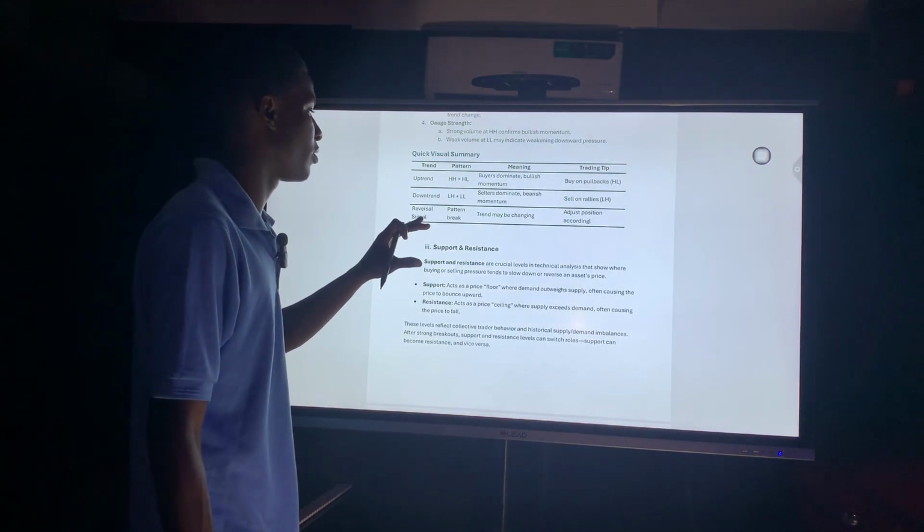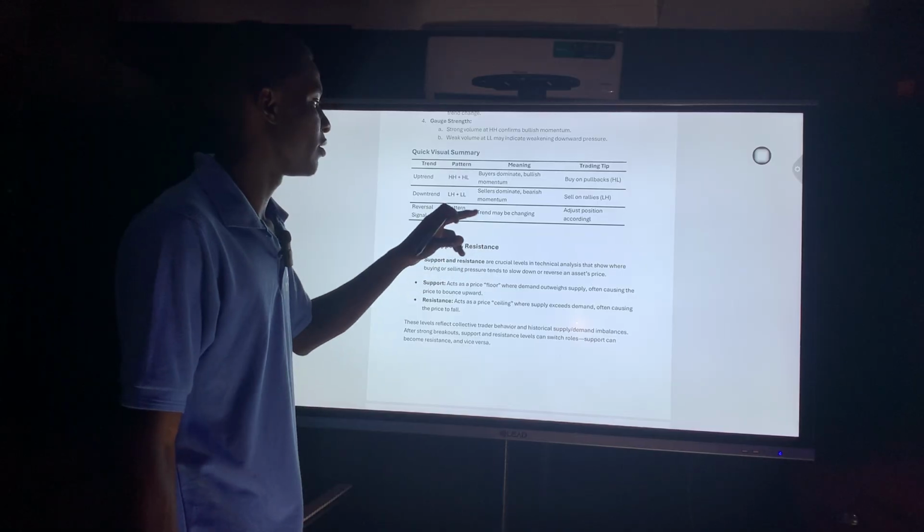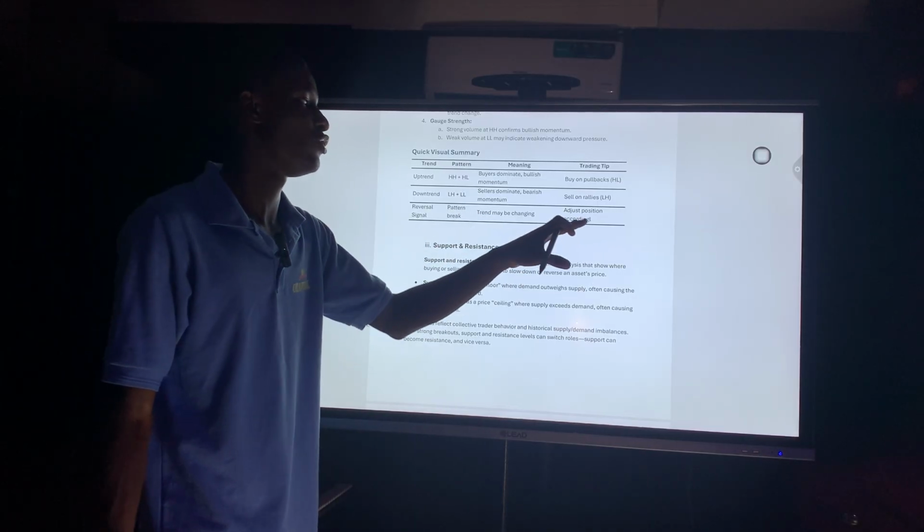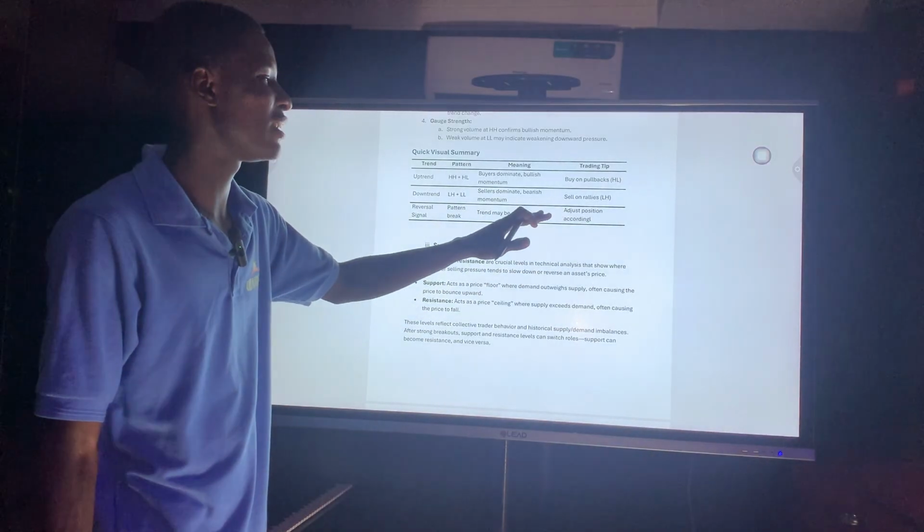Then the reversal signal is a pattern break. Trend may be changing, adjust position accordingly.